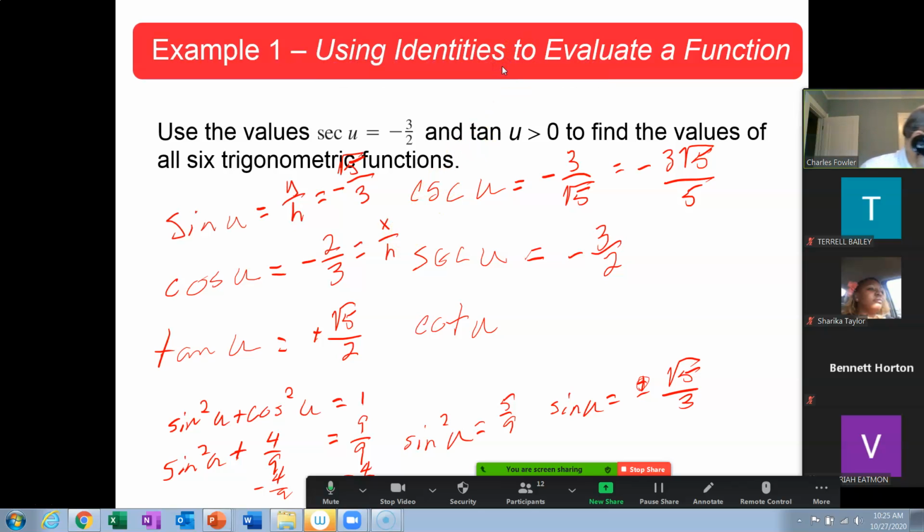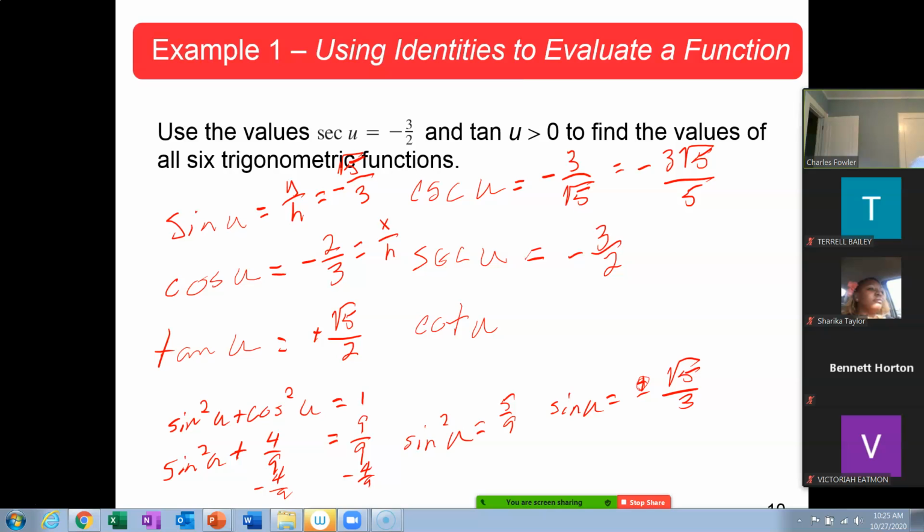Oh, here comes somebody, Azora. So she must have had to bump out and come back in, because I'm pretty sure I got her present already. Yep, got her. Okay.